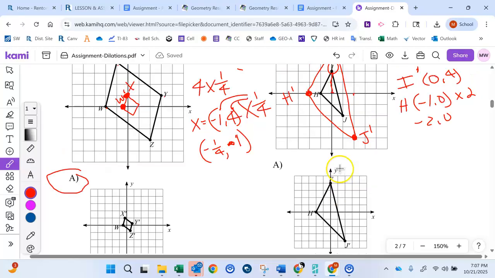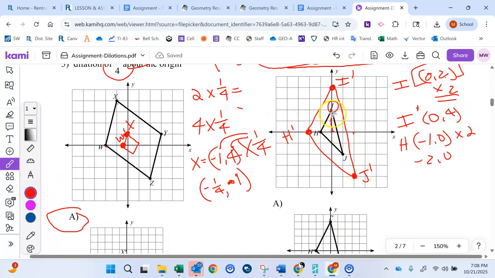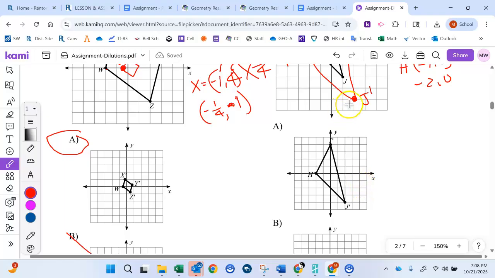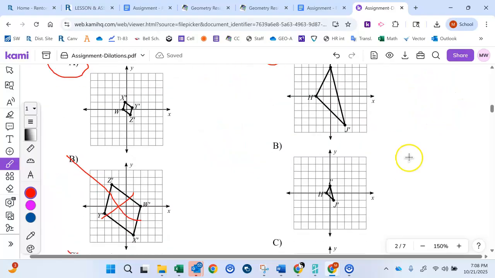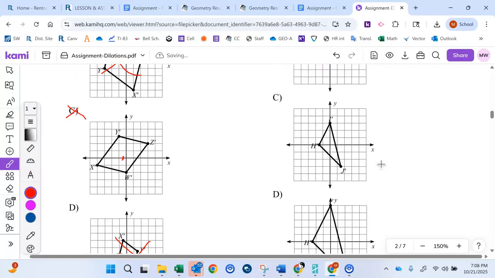Okay, so let's see what matches that. How about this one? That's 1, 2. Yeah, that looks good. 1, 2, 3, 4. 1, 2, 3, 4. And is J in the right spot? 2 over, 2 over. And then, yeah, so he's correct. But let's see if the others are definitely, yeah, this is definitely wrong. It got smaller. We wanted it to get bigger.